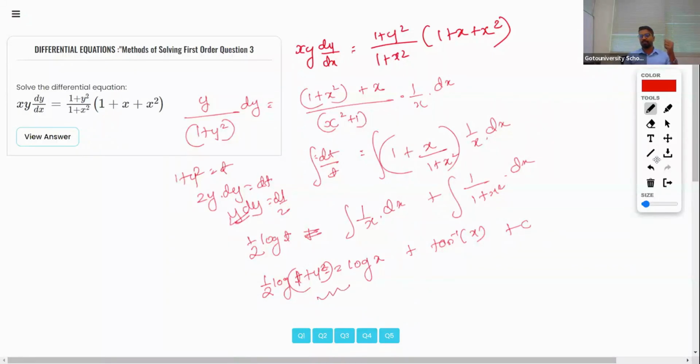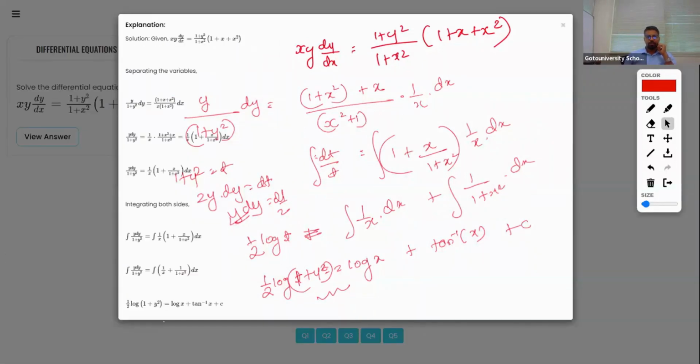Let's see what is the actual answer at the end, how they have simplified. Shall we check? Yes, they stopped it here. 1 by 2 logarithm of 1 plus y square is equal to log x plus tan inverse of x plus c. Yes, it matches with our answer as well. Can you see that exact answer? No change. Isn't it good to see our solutions are exactly matching with the given solution? Yes. That happens only if you follow all the steps strictly.